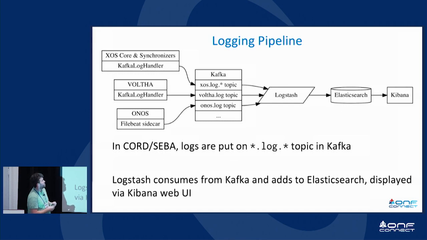So this is a simplification of the earlier slide on the logging pipeline. What we have is a log handler. In many cases, in XOS and Volta, they share a Kafka log handler, which is a piece of Python code that takes log messages and publishes them on a Kafka topic. For ONOS, we're using Filebeat. It writes to a JSON file, which is okay. In ONOS 2.0, there's going to be a real JSON appender and possibly a Kafka log output that would let us do this more smoothly. Currently, the ONOS logs are not the greatest in the world, but that's improving.